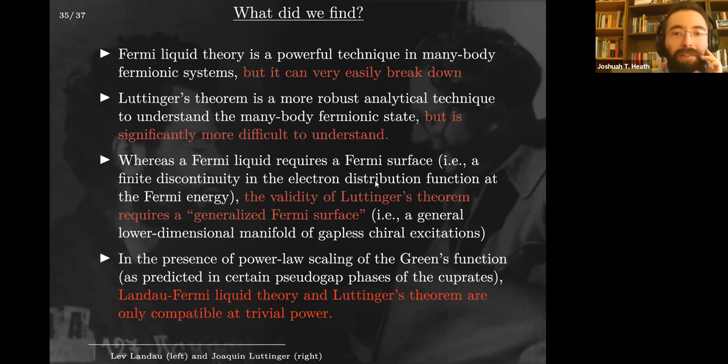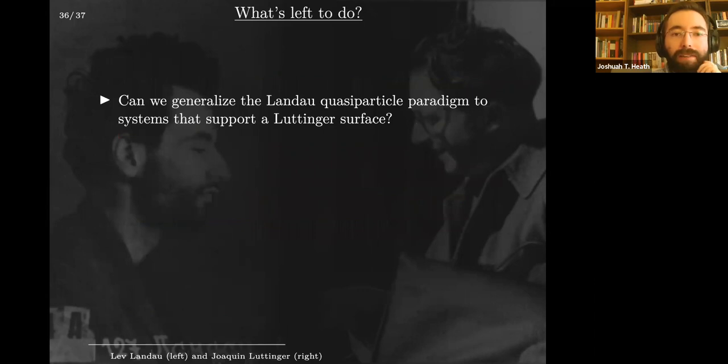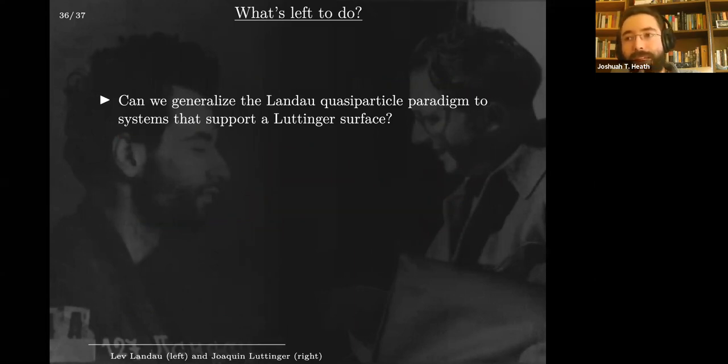So what is now left to do? Well, there's actually quite a lot to do. Can we generalize the Landau quasiparticle paradigm to systems that support a Luttinger surface? Like I said, this might have deep connections to conformal field theory, and I'm looking at that a little bit now, and I wish I could tell you more, but I can't.